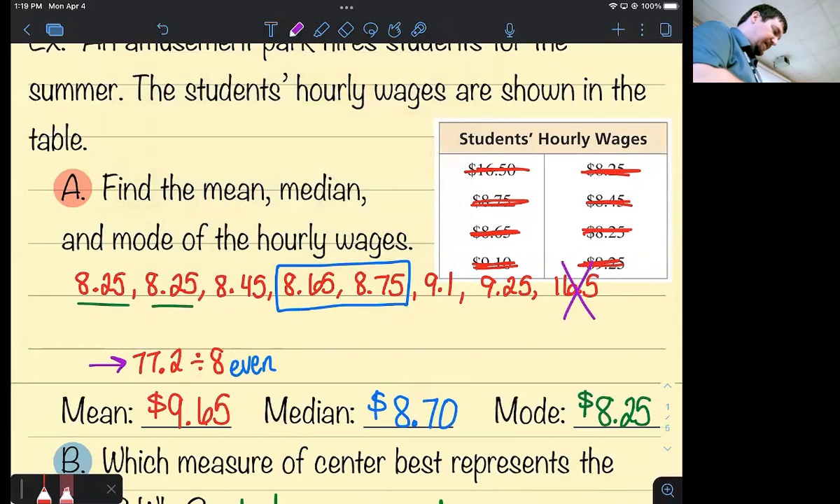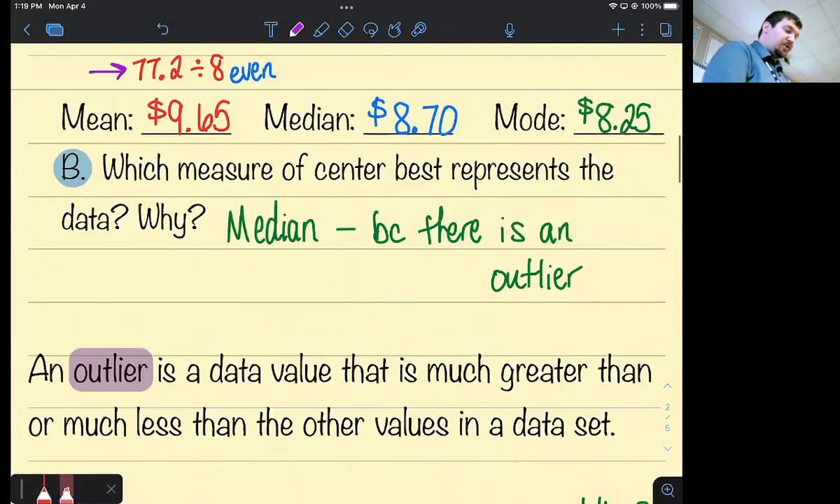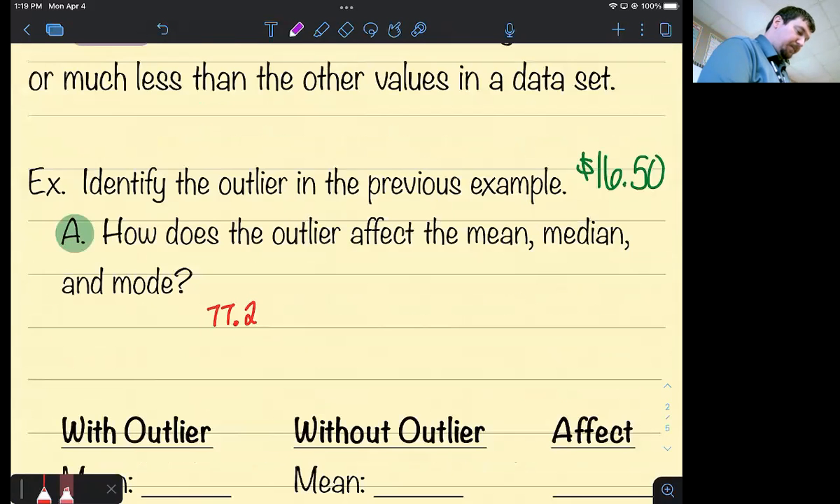So 77.2 minus 16.5 leaves me with 60.7. So I would get 60.7 if I didn't include the outlier. Now, if I don't include the outlier, how many numbers does that leave me in the data set? 7, which is odd. Keep that in mind when I'm finding the median this time.